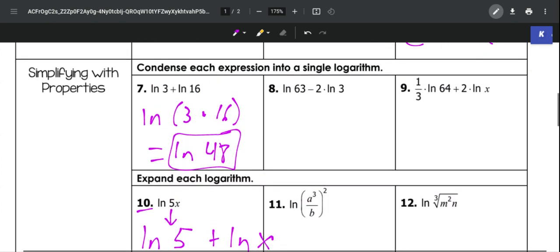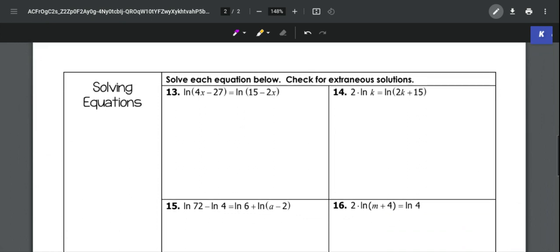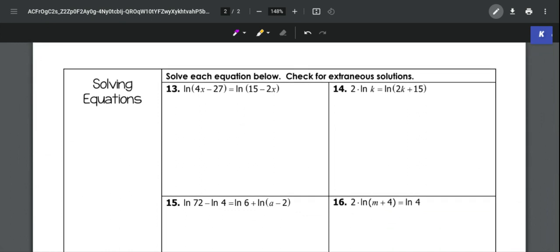But all the properties that we've done for logarithms apply with natural logs, except they're just ln. That's the only difference. Everything else stays the same. So when we look at solving these, we have the exact same process as when we were solving our logarithms that we just did in the last section.